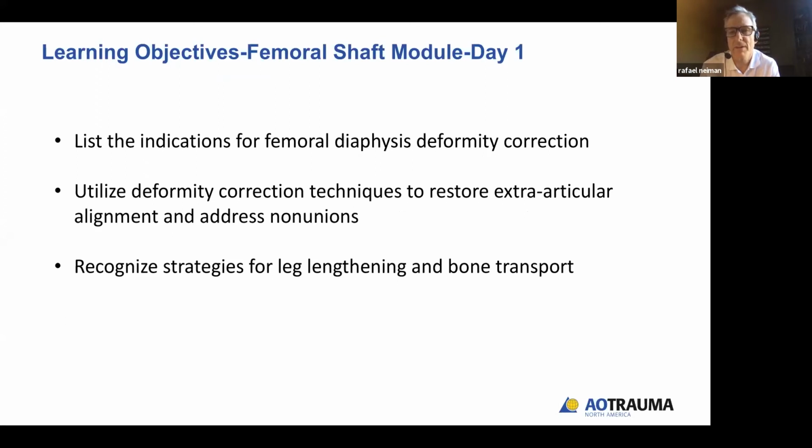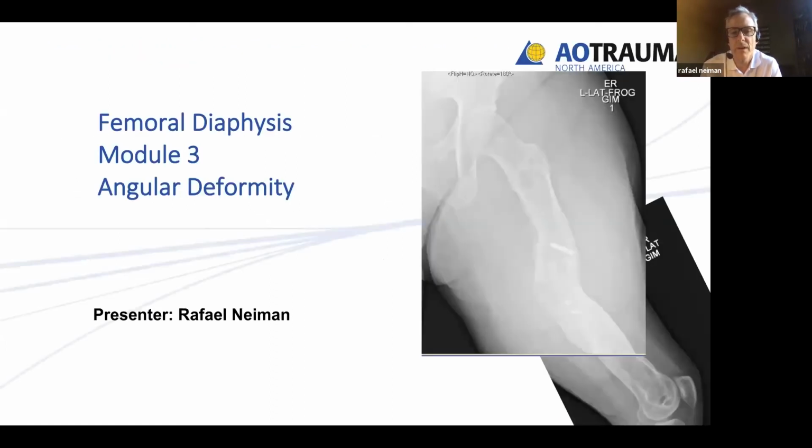On Saturday, we had four main topics for femoral shaft, and in those topics, we discussed indications for femoral diaphysis deformity correction, some of the techniques to restore extra-articular alignment. We touched on non-union treatment, and we also went through some of the strategies for leg lengthening and bone transport. Today, we're going to review some of those and take a little bit deeper dive with a few cases to illustrate those points.